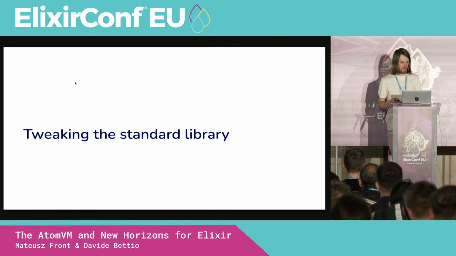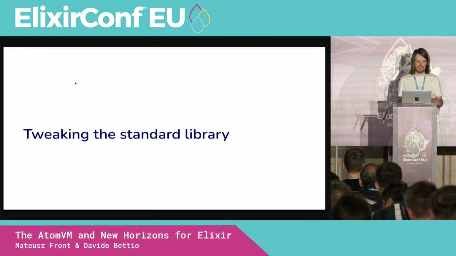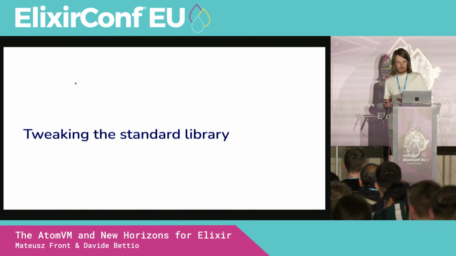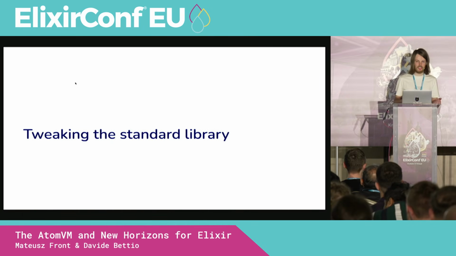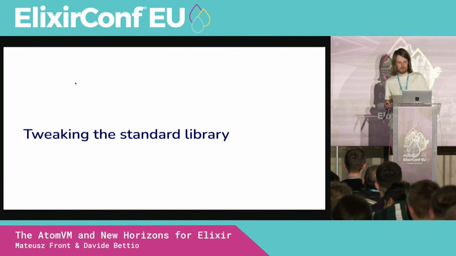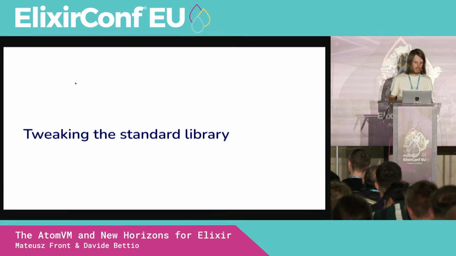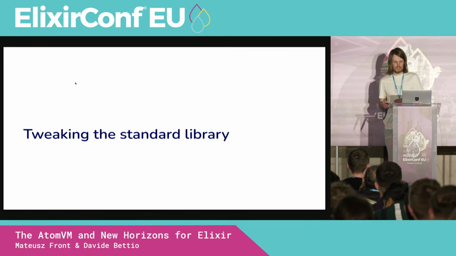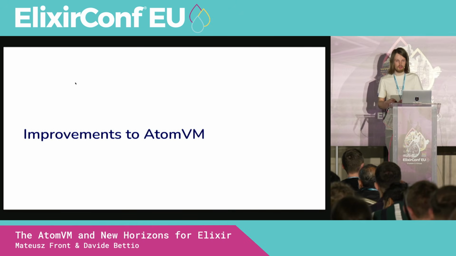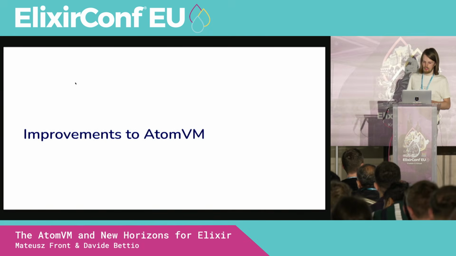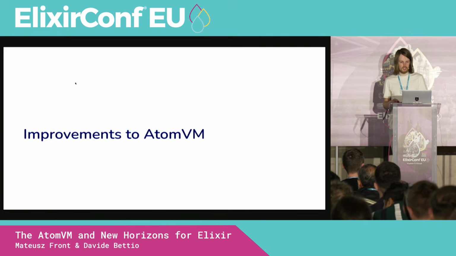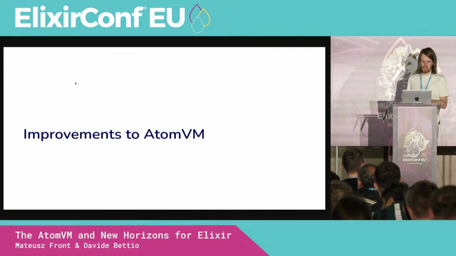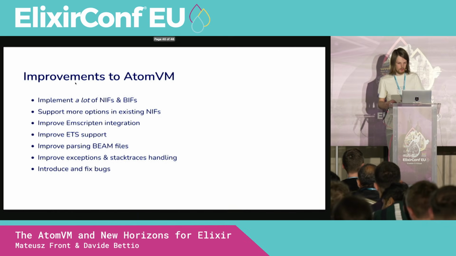And if something didn't work, we tried tweaking the standard library so it doesn't use particular features that AtomVM doesn't support. And that brought us pretty far, because without any substantial changes to AtomVM, we were able to compile some simple Elixir code in the browser. However, it was only the simple Elixir code that worked, so we needed to do quite a lot of improvements to AtomVM. So most of the time working on that project, we committed to improving the AtomVM so that it supports more things and it's more compatible with the BEAM.